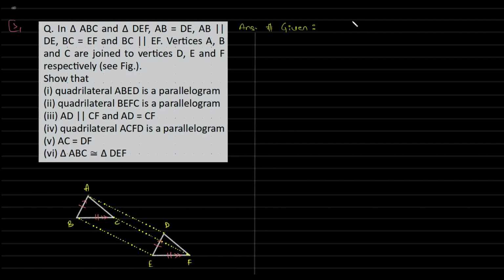Okay, coming back. So quite a few things are given. AB is parallel to DE. Then AB is equal to DE as well. After that we have EF is equal to BC, and EF is parallel to BC. Right? Then quite a few things to prove.